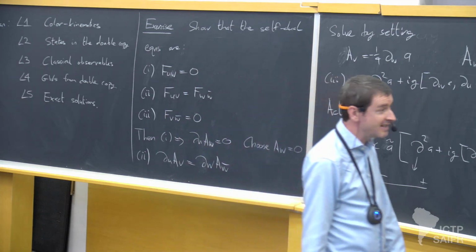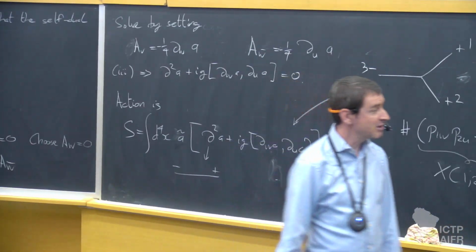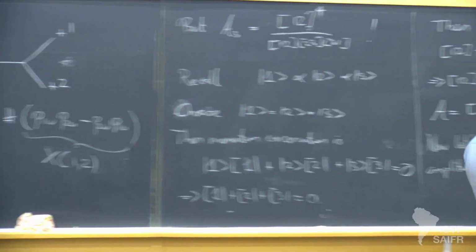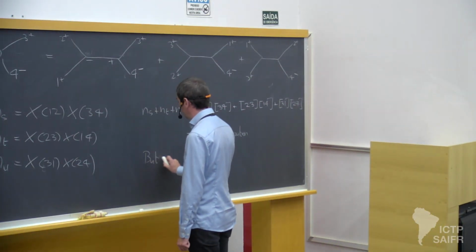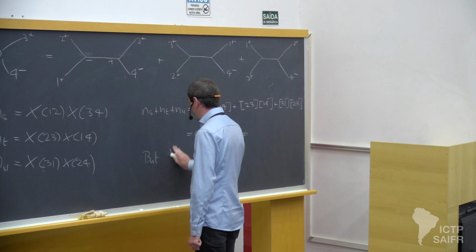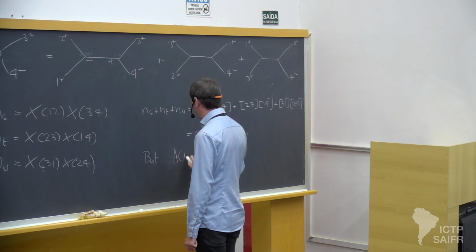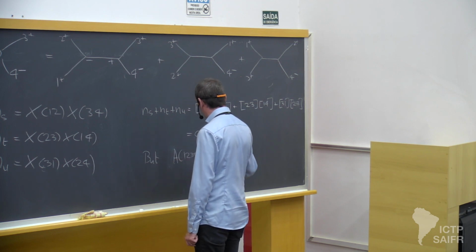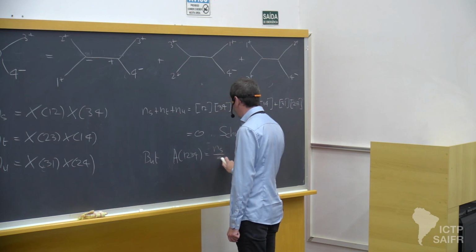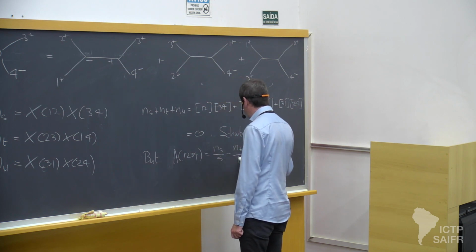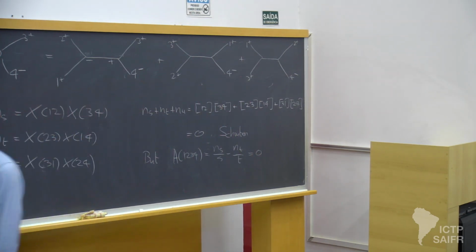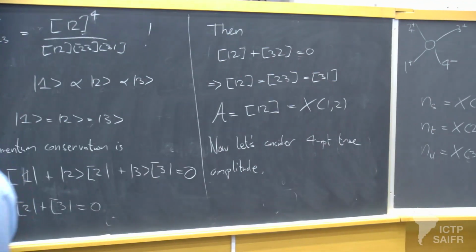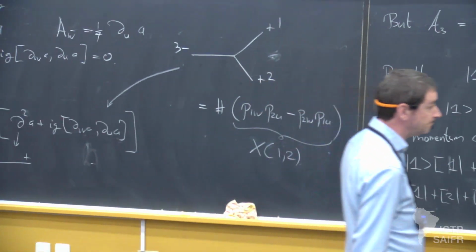This amplitude is indeed 0. Yes, this amplitude is 0. I was going to say that later, but you got to the point already. One way to see that is that the color-ordered amplitude, which is ns over s minus nt over t, that's 0. And you can go ahead and compute it. It's a straightforward calculation. Yes, so it's 0.